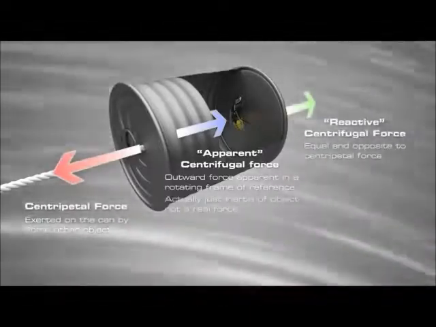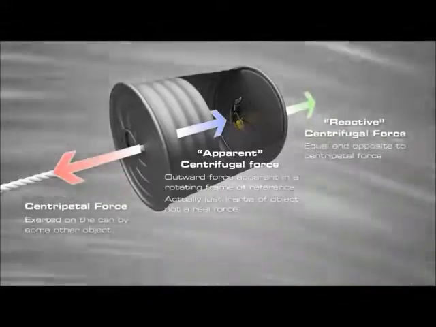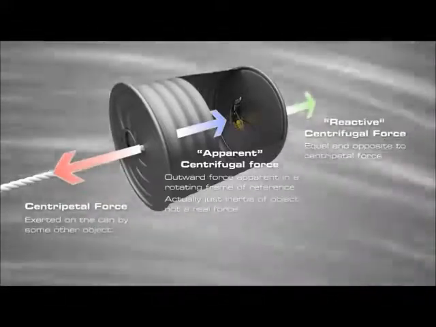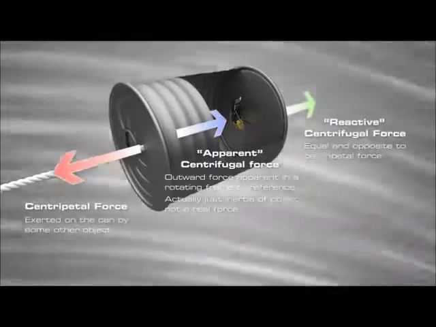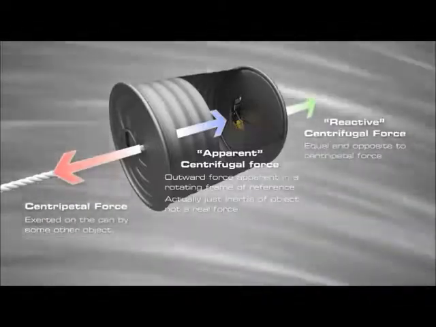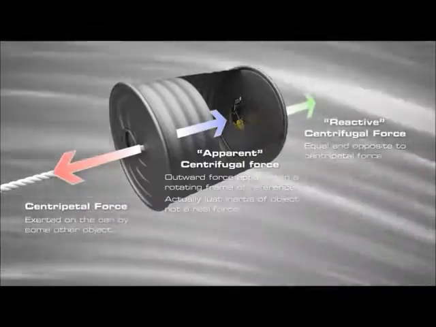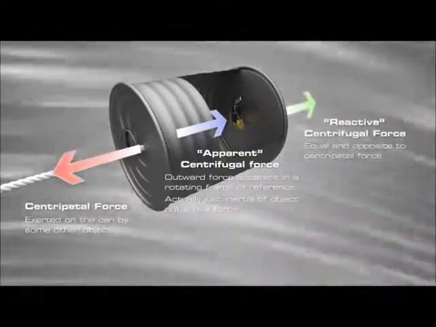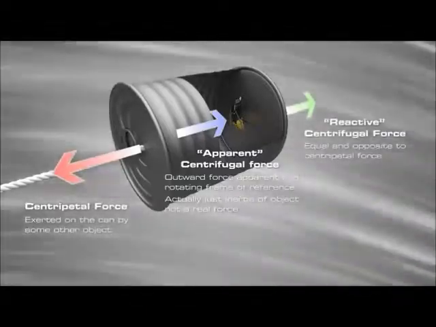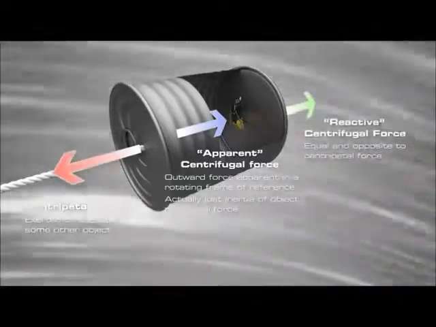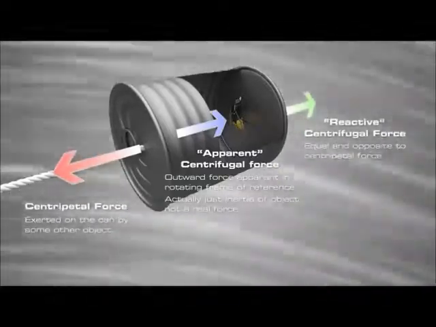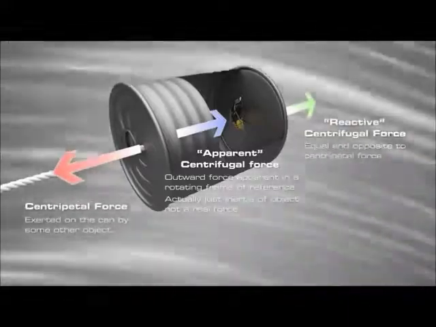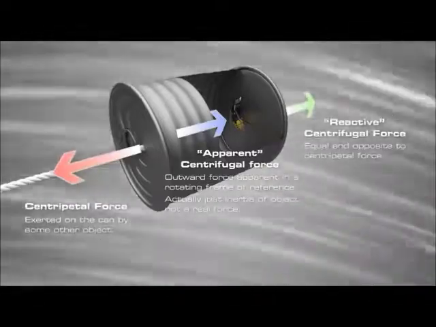It is apparent or fictitious in the sense that it is not part of an interaction, but actually the object's inertia. The object naturally wants to travel in a straight line, but the centripetal force doesn't allow this. This type of force is associated with describing motion in a non-inertial reference frame and is referred to as a fictitious or inertial force. The reactionary and apparent centrifugal forces are not real forces.